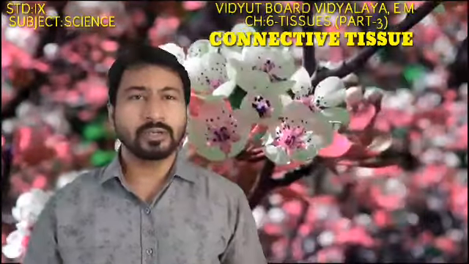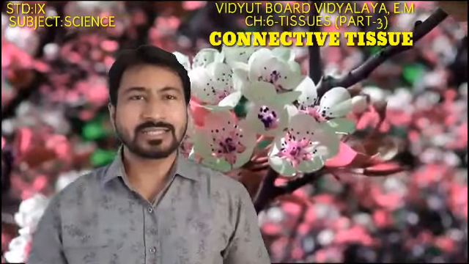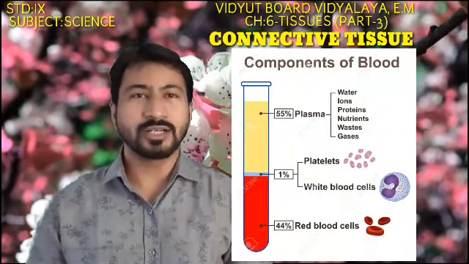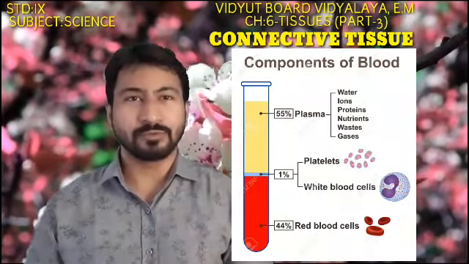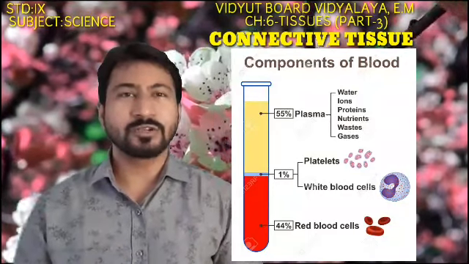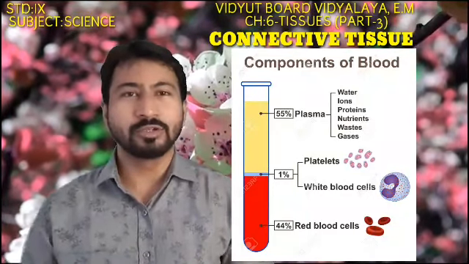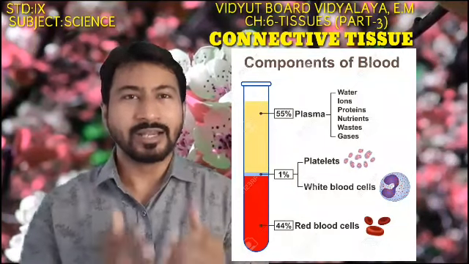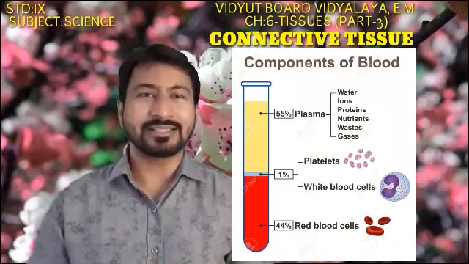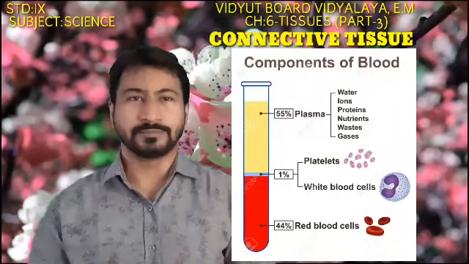Now focusing on the first one, that is the blood. Now blood is a connective tissue. It is a liquid connective tissue. It is mainly red in color because of the presence of hemoglobin and it is a living connective tissue. So these are the basic characteristics of the blood.